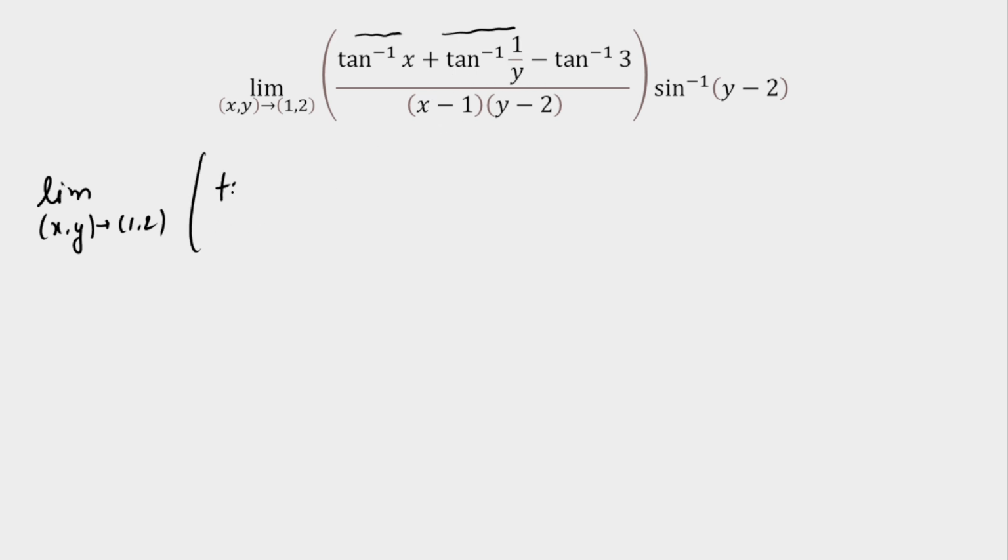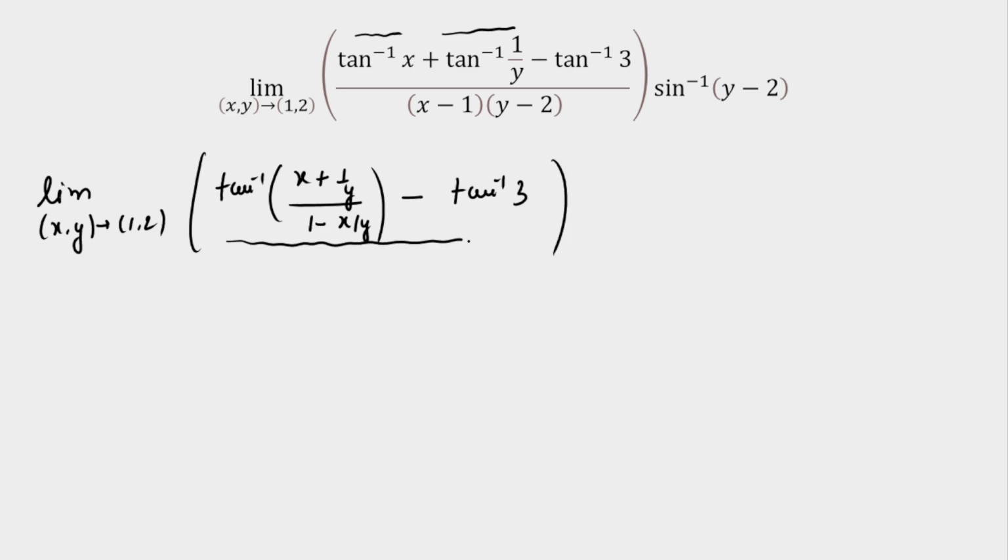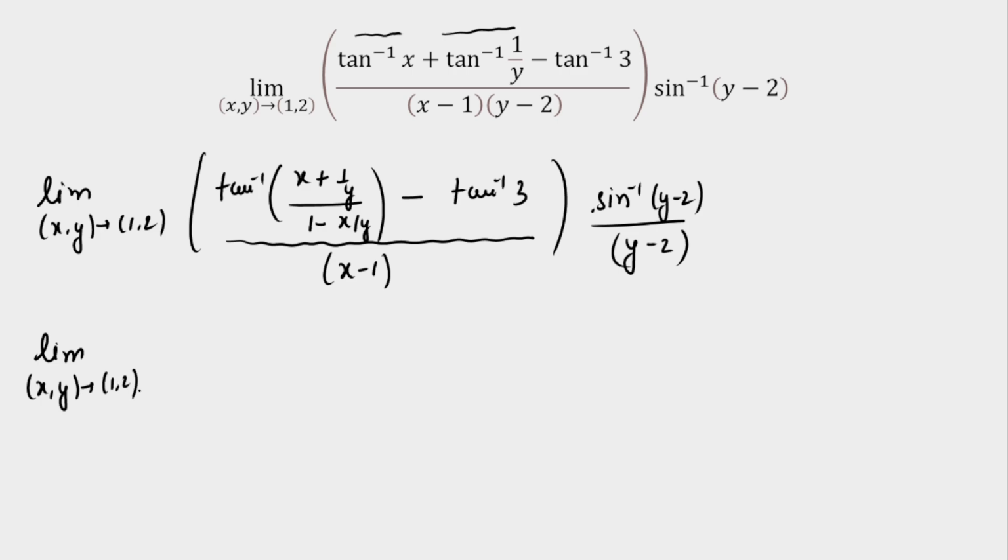So I can write this as tan inverse of (x plus 1/y) whole divided by (1 minus x/y), minus tan inverse of 3 here. Now the whole thing is divided by x minus 1, which I'll keep here, and y minus 2 I'm going to throw outside. That is sin inverse of (y minus 2) divided by y minus 2. Now again I'm going to continue the limit, x tending towards 1 and y tending towards 2.